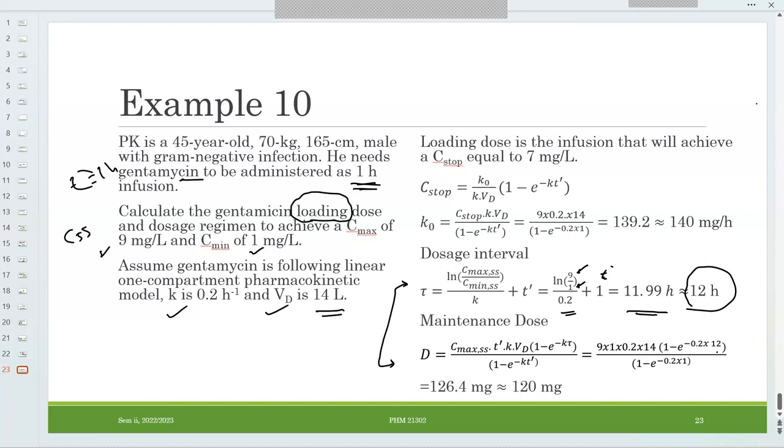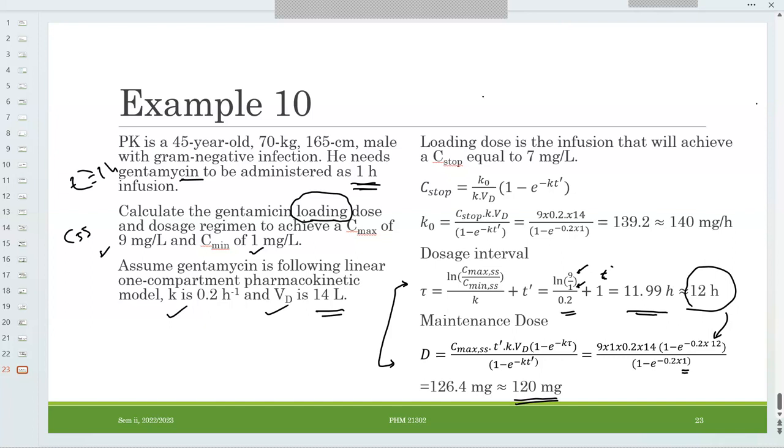VD is 14 liters. And this is the tau value that we calculated in the previous step. And this is the infusion time that is already given in the problem. So you get 126.4, you round to a convenient value, so we can recommend that the patient will receive 120 milligram gentamicin, 1 hour infusion every 12 hours. This is the dosage regimen.